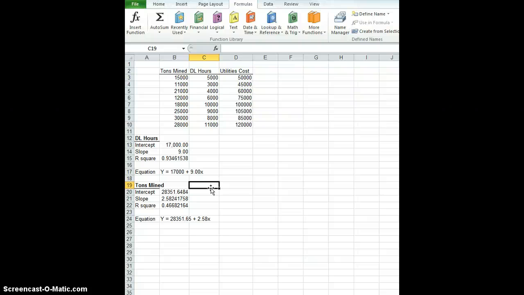Part 3 says, would you recommend that a company use tons mined or direct labor hours as a base for planning utility cost? As we can see, we're going to use direct labor hours, and the reason for that is that our R square is much greater and closer to 1 than it is for tons mined. So direct labor hours would be a better predictor. This does it for our discussion of the solution to problem 2A-4.